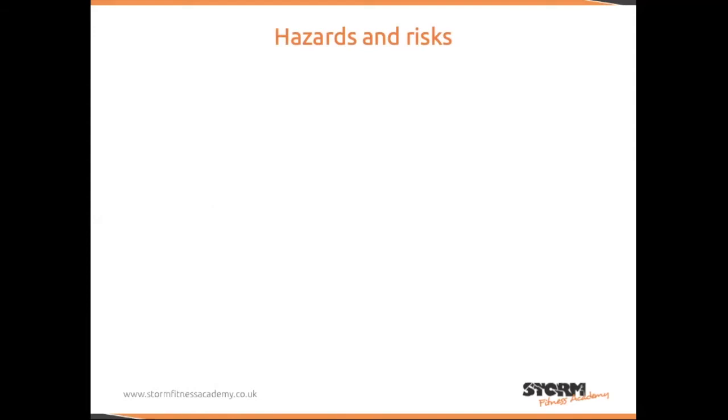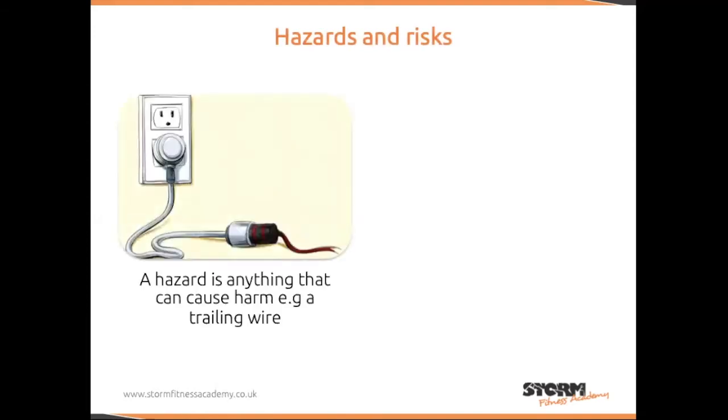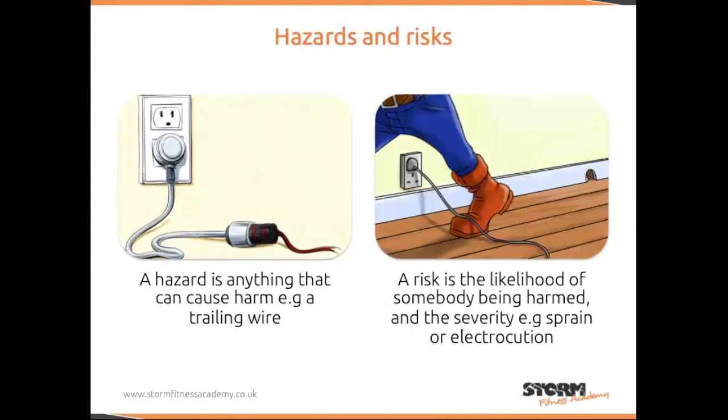Hazards and risks. A hazard is anything that can cause harm, like a trailing wire. A risk is the likelihood of somebody being harmed and the severity, e.g., sprain or electrocution.